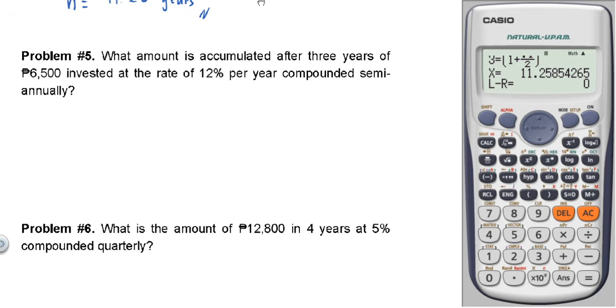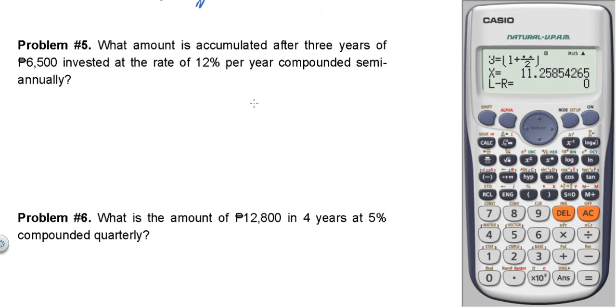Okay, madali lang. Number 5. What amount is accumulated after 3 years of 6,500 invested at the rate of 12% per year, compounded semi-annually? Oh, madali lang din ito, no?